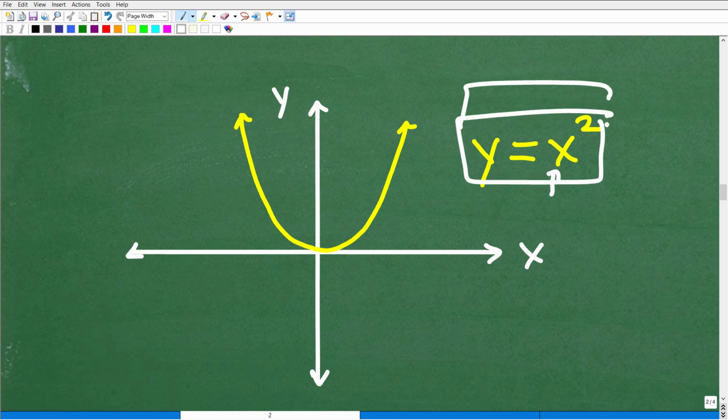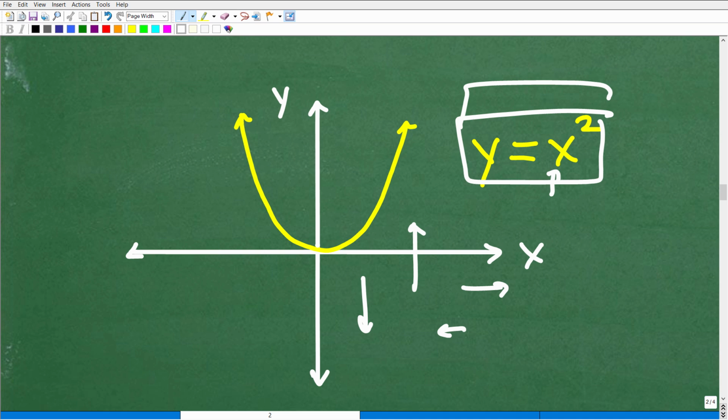Now what we can do is translate this. In other words, I can move this graph any way I want. I could move this y equals x squared parabola down. I can move it up. I can move it left. I can move it right. I can shift this vertex.